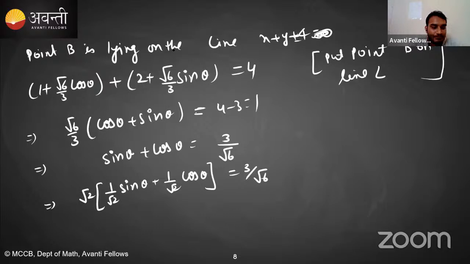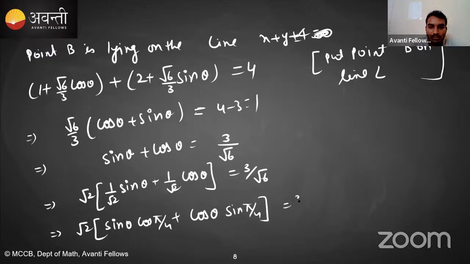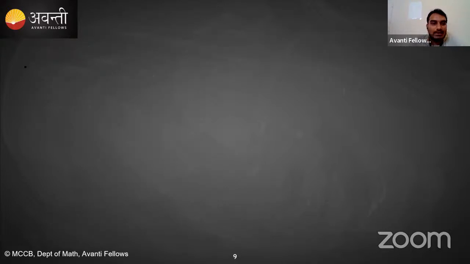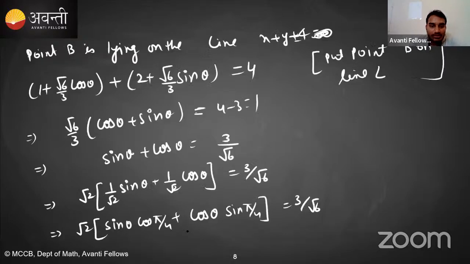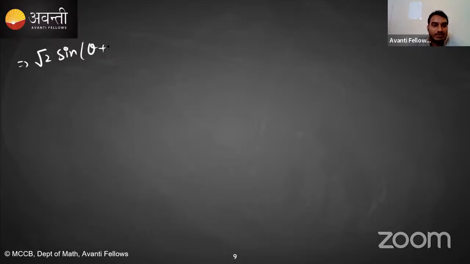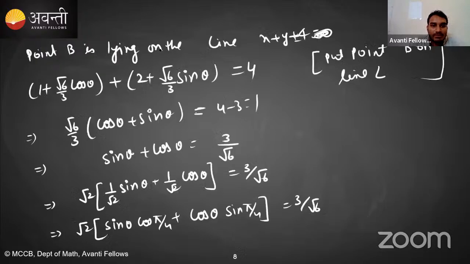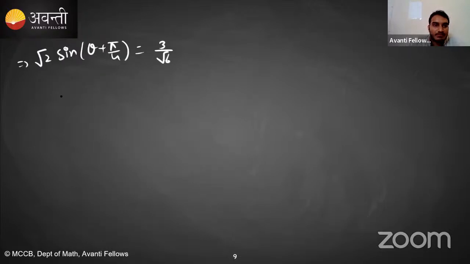Is this clear? Okay. So this 1 by √2 can be written as, let's say, cos pi by 4 for sin theta, and this 1 by √2 can be written as sin pi by 4 for cos theta, is equal to 3 upon √6. Clear? Take the √2 down. What is this written as? √2 into sin a cos b plus cos a sin b, which is sin a plus b. So sin theta plus pi by 4, which is nothing but 3 by √6.